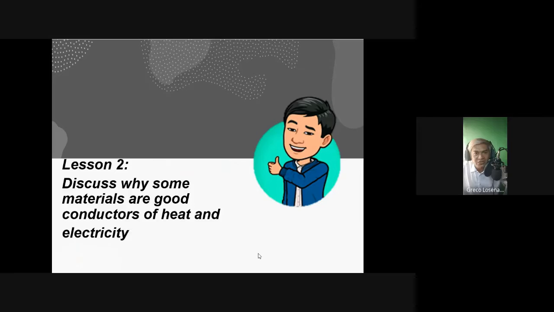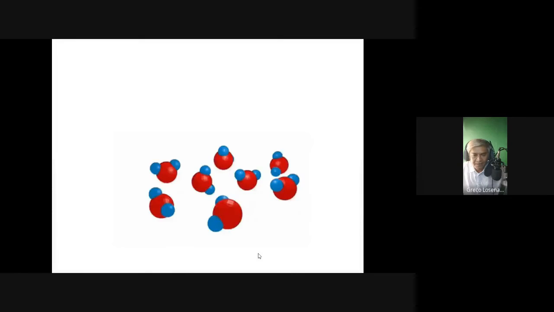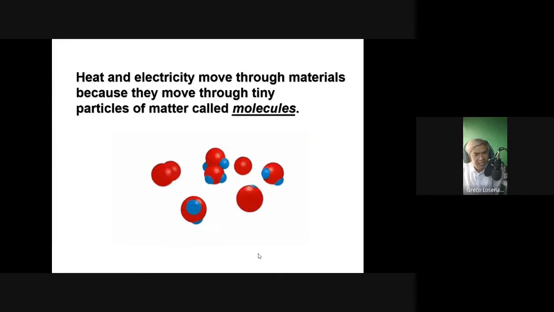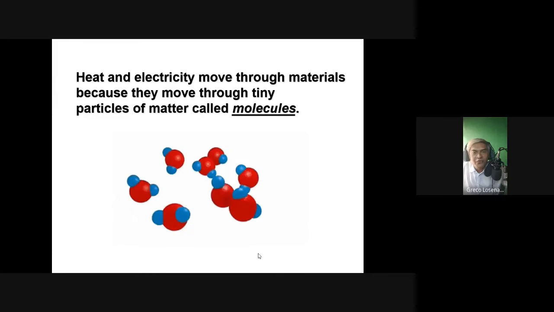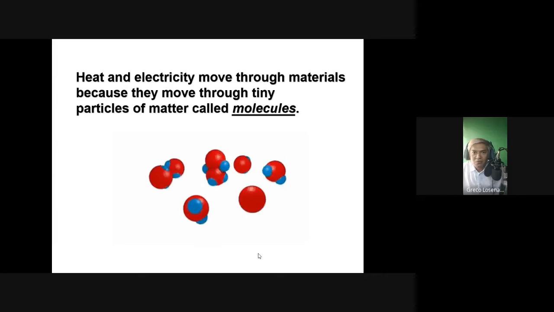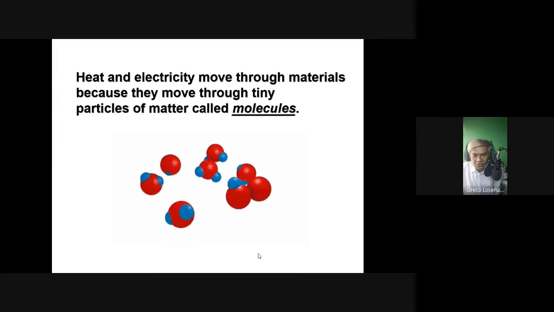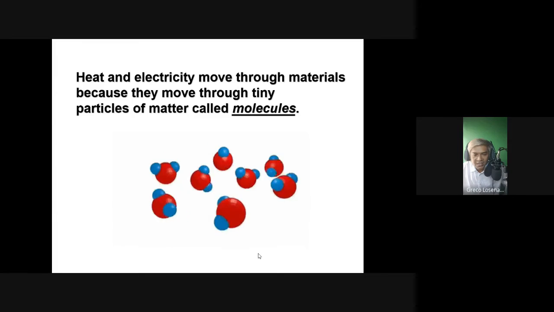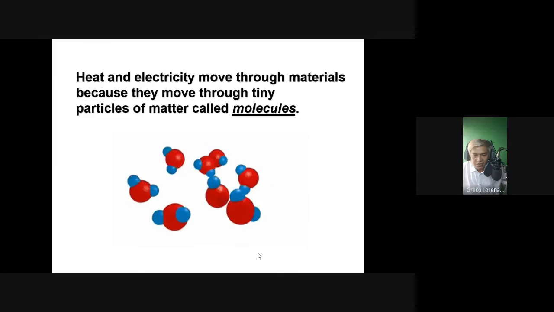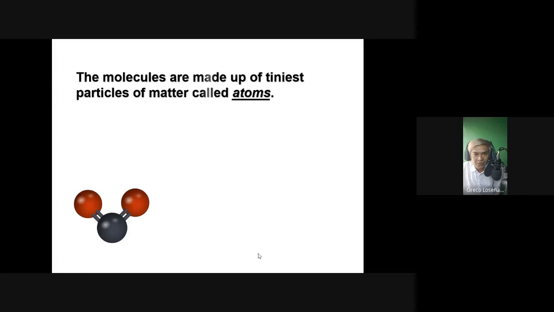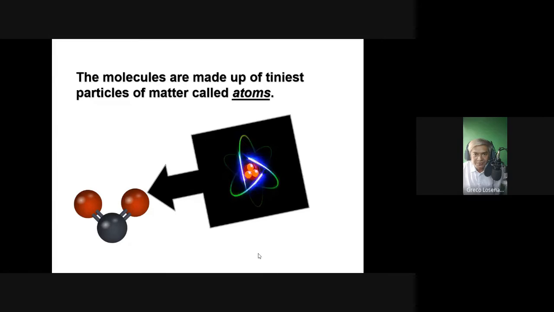Okay, let's proceed now to lesson 2. Here we're going to discuss why some materials are good conductors of heat and electricity. Heat and electricity move through materials because they move through tiny particles of matter called molecules. So these free moving particles are called molecules. And these molecules are also made out of the tiniest particles of matter. We call them atoms.